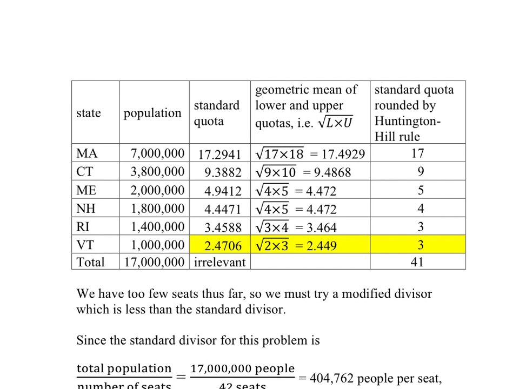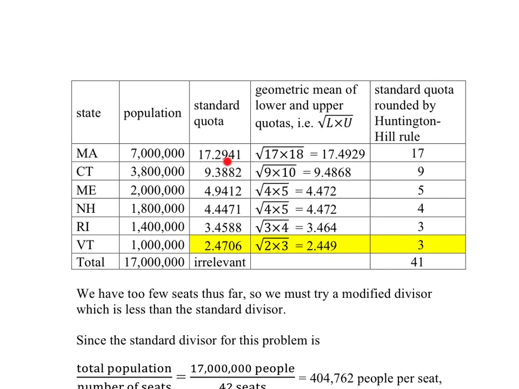Last time we concluded by asking about the apportionment of 42 seats to these 6 states with these populations. We started out looking at standard quotas and asking, does using the standard divisor and using these standard quotas lead, under Huntington-Hill, to an apportionment of the correct number, 42 seats? It turns out that the answer is no, but let's be sure that we understand why.